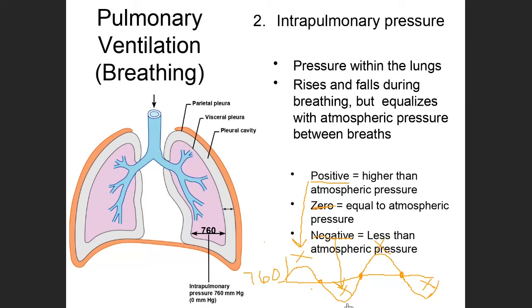So you should be familiar with these terms. Positive, knowing that that's higher than atmospheric pressure. It occurs when we're exhaling. Negative is when the pressure within the lungs is lower than atmospheric pressure. It occurs when you're inhaling. And in between breaths, in between each inhalation and exhalation, there's a time period when the intrapulmonary pressure is equal to the atmospheric pressure. And when they are equal, we say that the intrapulmonary pressure is zero.